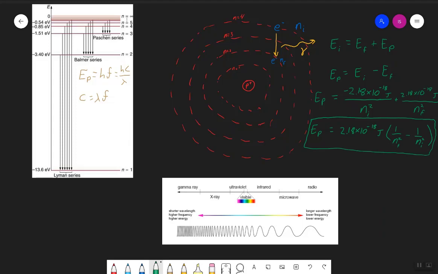And so the first thing that we'll talk about in this diagram here is the Lyman series, where the Lyman series is just the energies you can get when n final is equal to 1, when you are dropping down to the ground state. And then you can have all the different n initials.